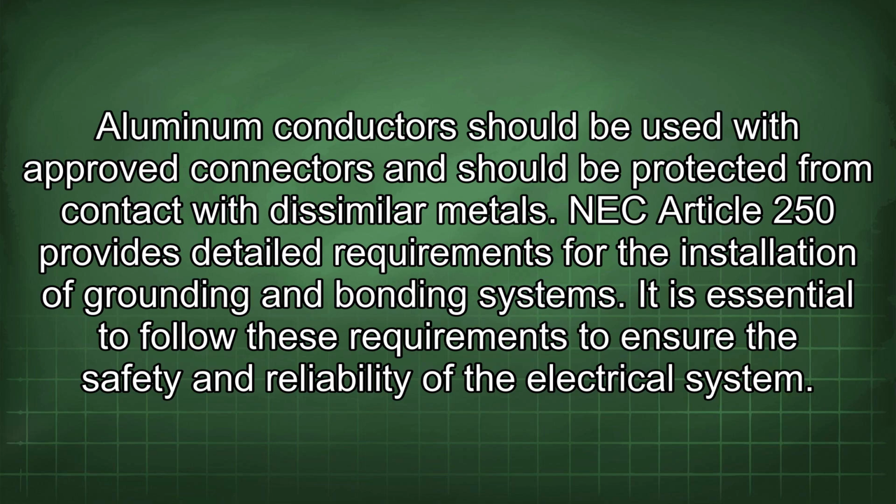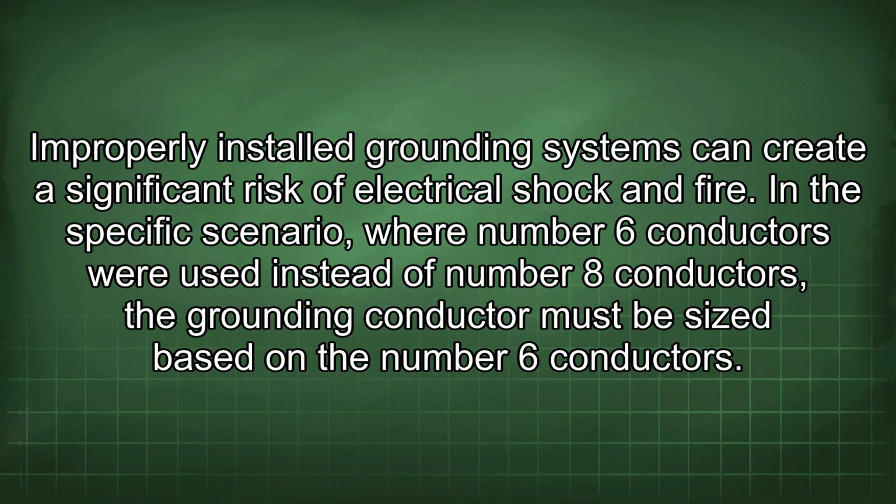NEC Article 250 provides detailed requirements for the installation of grounding and bonding systems. It is essential to follow these requirements to ensure the safety and reliability of the electrical system. Improperly installed grounding systems can create a significant risk of electrical shock and fire.